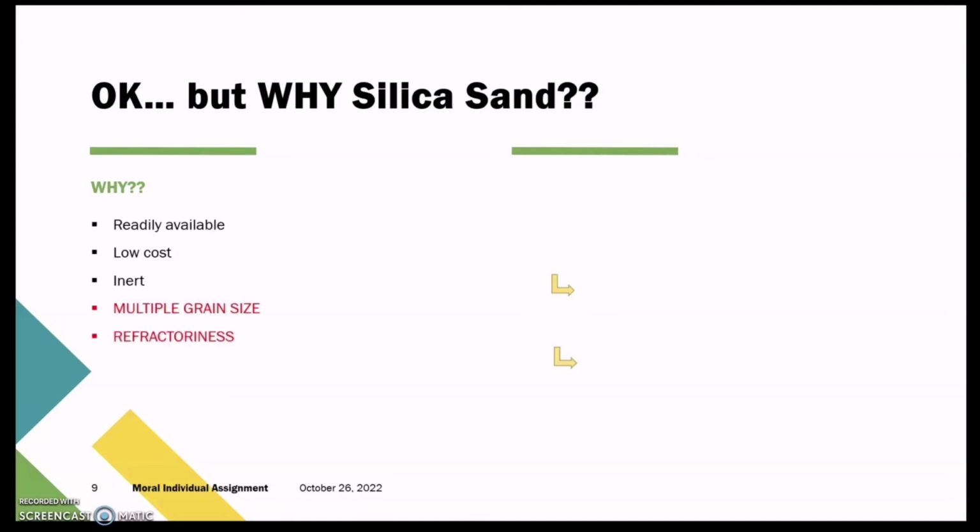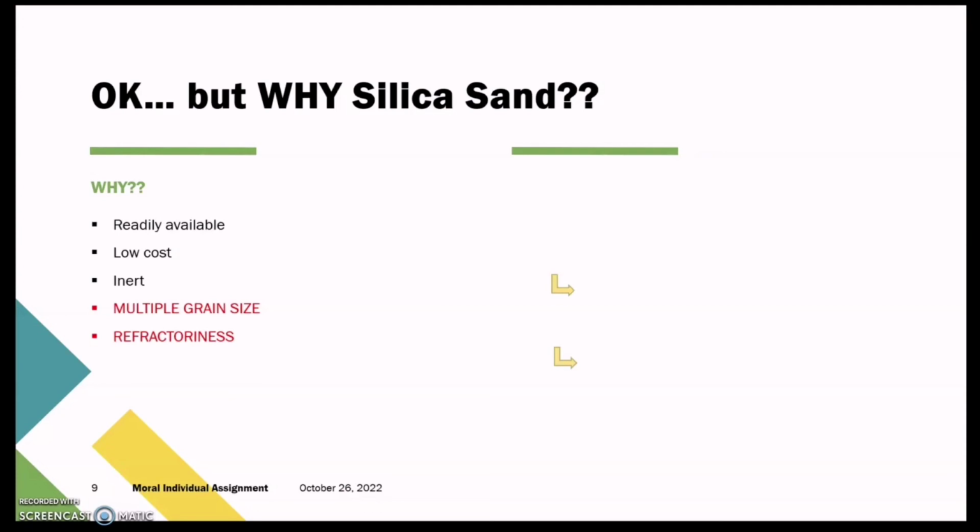The first criterion which makes it suitable is its multiple grain size. Because of the multiple grain sizes, some are big, some are small. When they are compacted together, there are only very minimal voids between the grains, and hence cracks hardly propagate across the sand. Next is the refractoriness. The silica sand does not fuse with the high temperature liquid metal during the casting process.